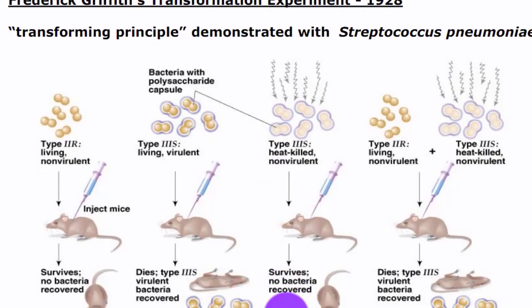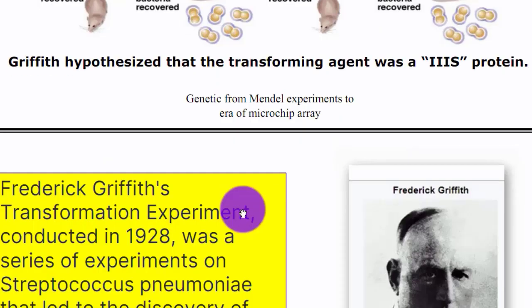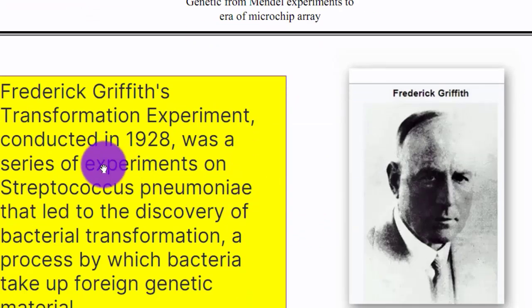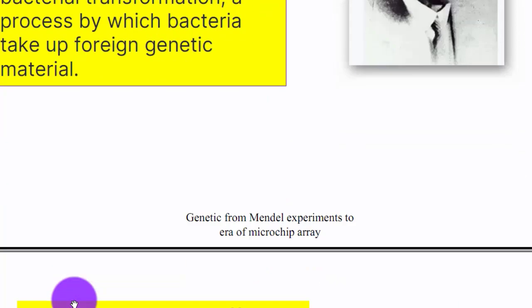This is the experiment of Frederick Griffith. The transformation principle was demonstrated with Streptococcus pneumoniae, a pathogenic bacterium. Frederick Griffith's transformation experiment, conducted in 1928, was a series of experiments on Streptococcus pneumoniae that led to the discovery of bacterial transformation, a process by which bacteria take up foreign genetic material.